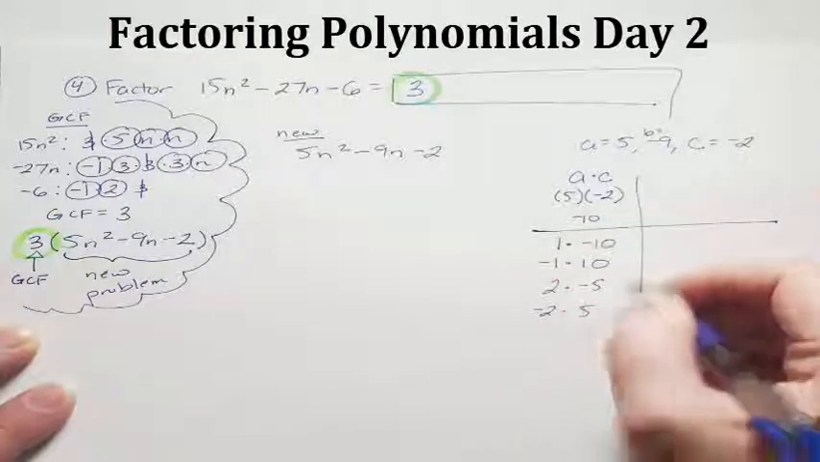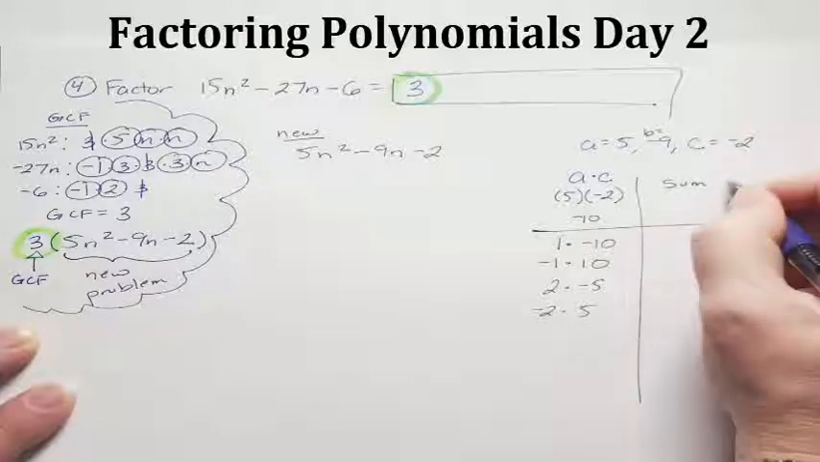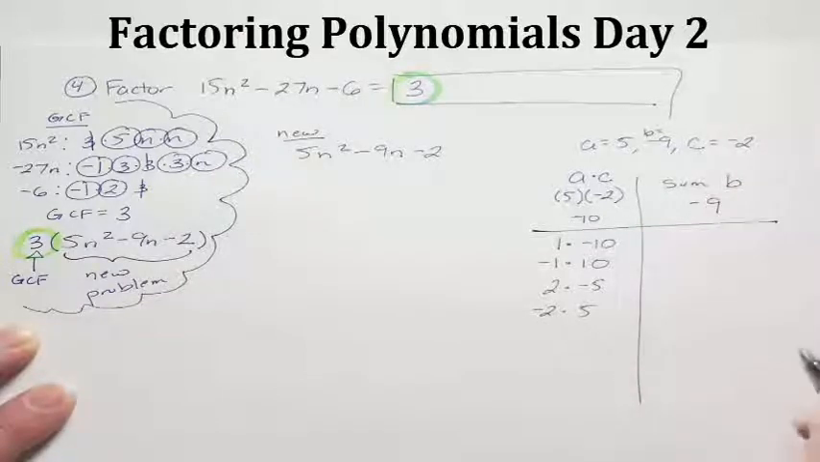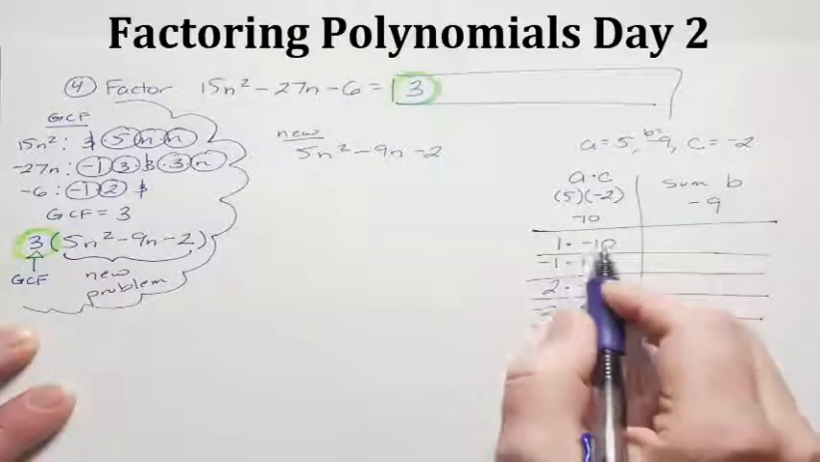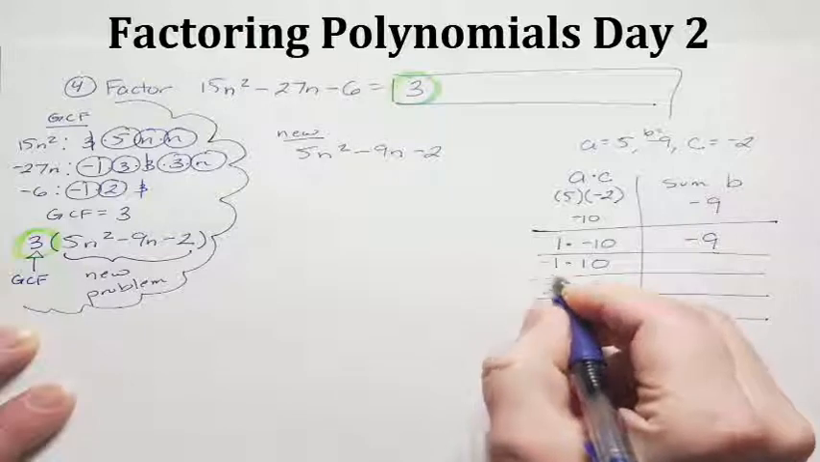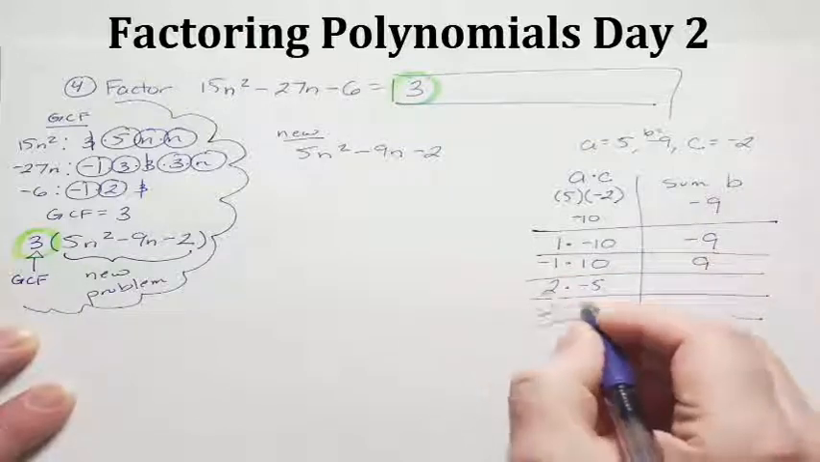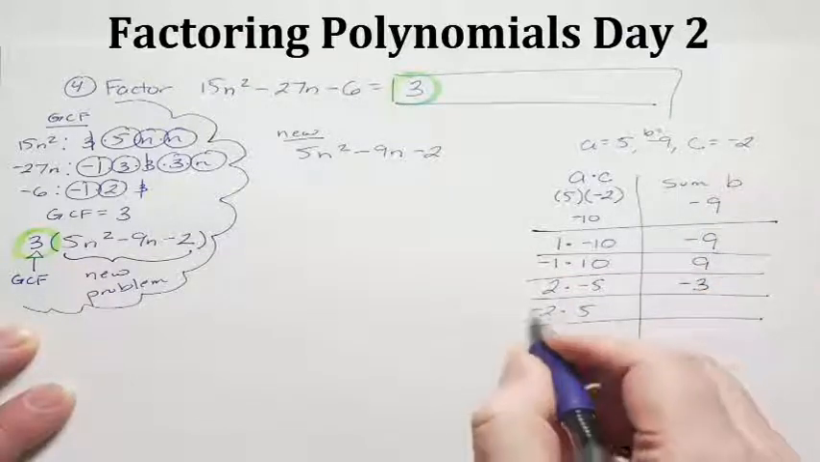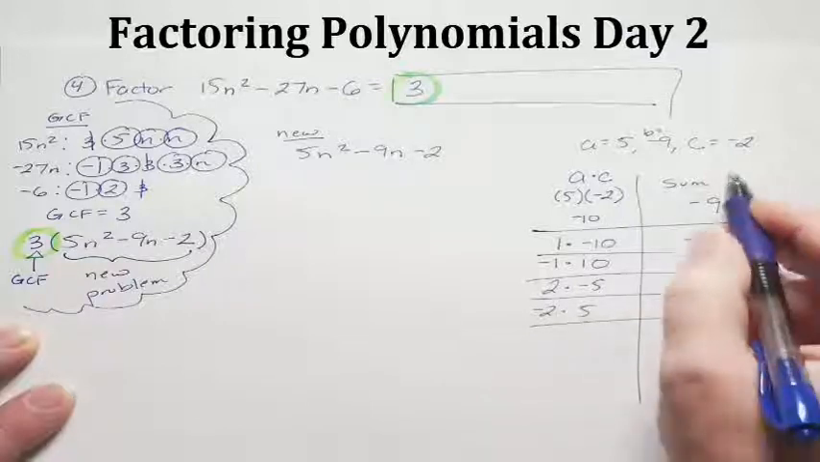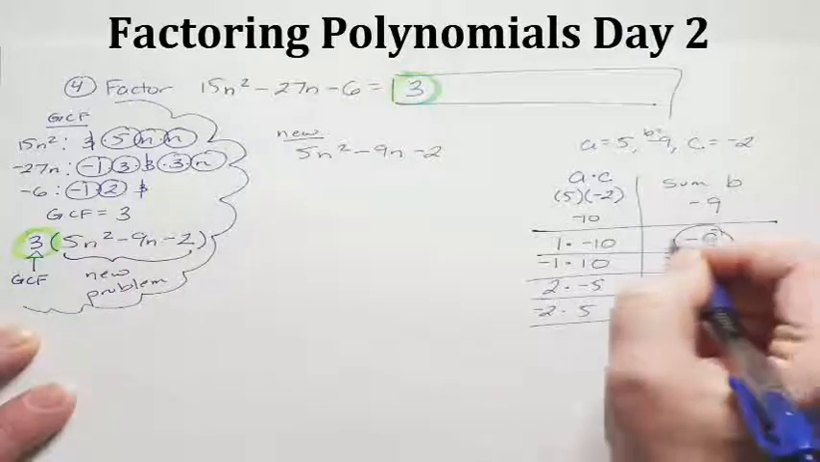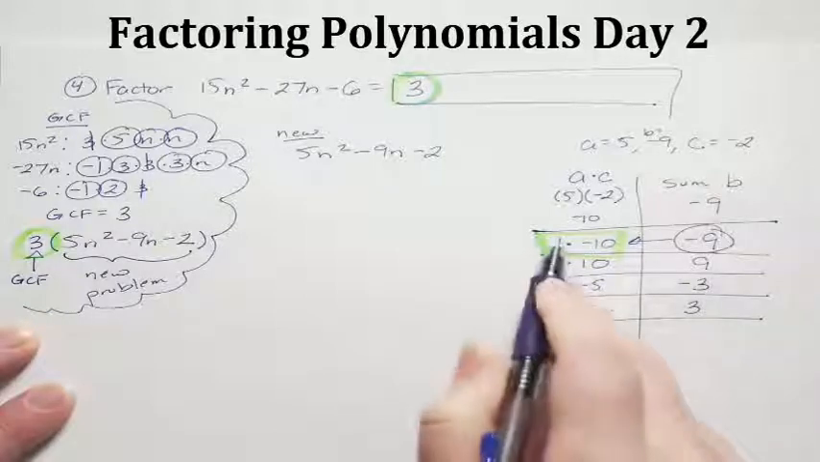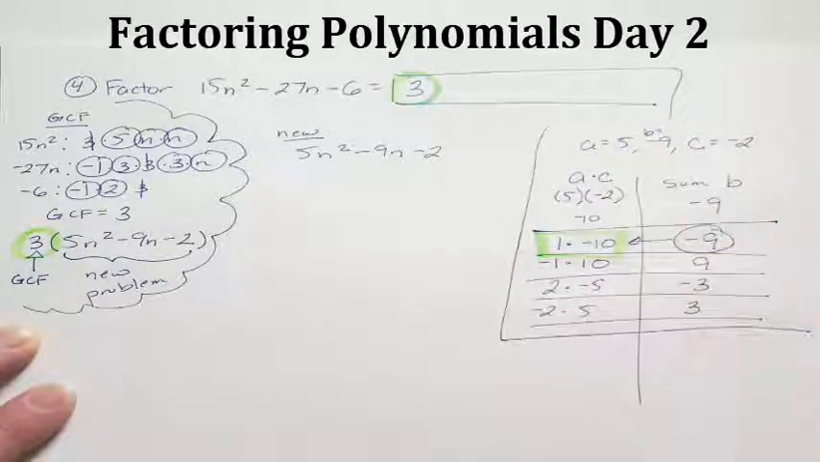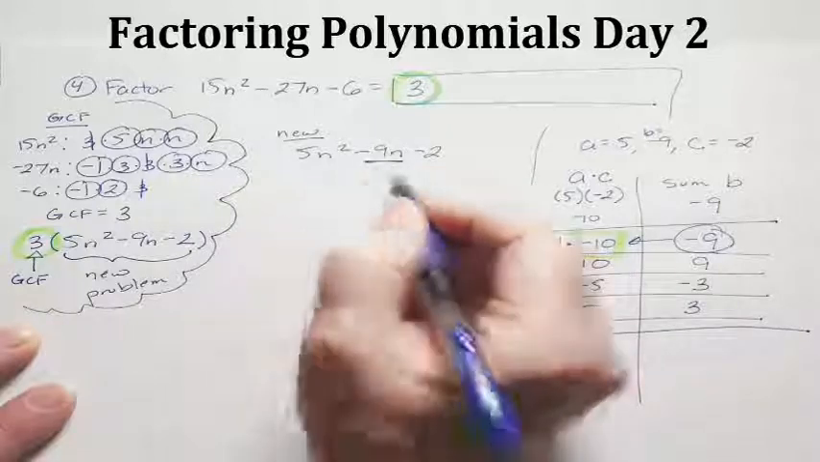Now of all these ways, somebody needs to give me the sum of b, which you said was negative 9. So we need to go through and see what all of these would actually add up to. 1 and a negative 10 add up to a negative 9. Negative 1 and 10 add up to 9. 2 and negative 5 add up to negative 3. Negative 2 and 5 add up to 3. I was looking for negative 9. So here's my negative 9, which means the two numbers that we are trying to split our b up into are that positive 1 and this negative 10. So all of this side work over here is so I could split up my b.